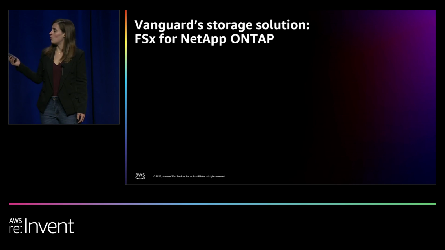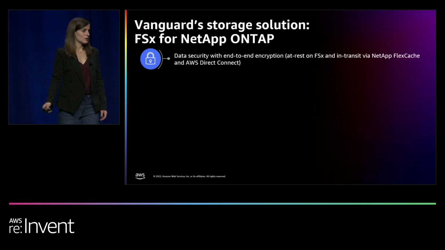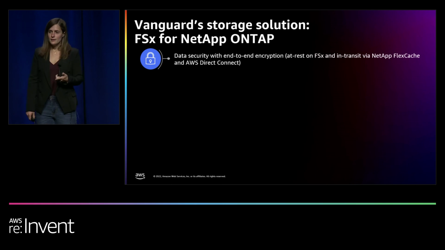Okay, so I talked about some requirements. Let's talk about why we chose them in terms of those requirements. So first and foremost, if anyone is closely partnered with their security partners, they would know that we definitely needed encryption in transit and encryption at rest. So we had Amazon FSx to provide that encryption at rest, and we had NetApp FlexCache to provide the encryption in transit, and Amazon Direct Connect.